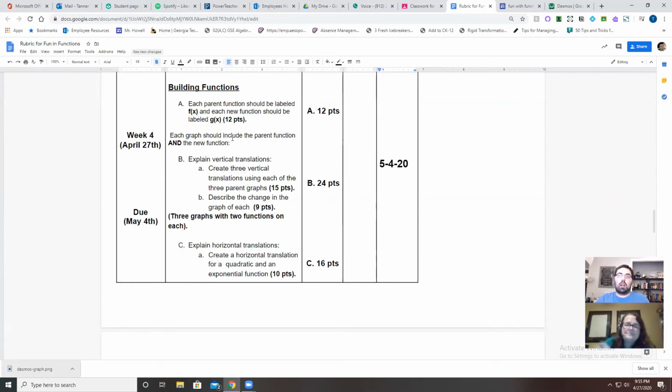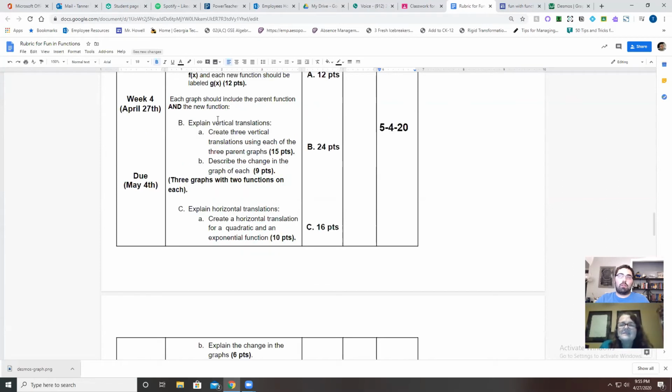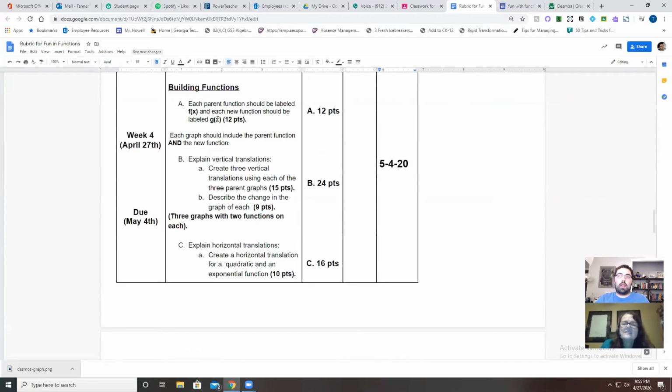Right. So building functions, what Ms. Livingston just talked about. Pay attention to what each of these pieces are. It tells you each parent function should be labeled f of x and g of x for whatever you create, like your transform function, your transformation. There are ways to label on Desmos, so play around with that a little bit. If you have trouble with it, you may have to find other ways to do it.